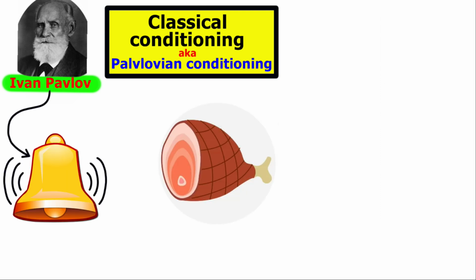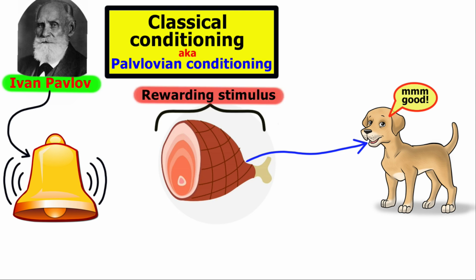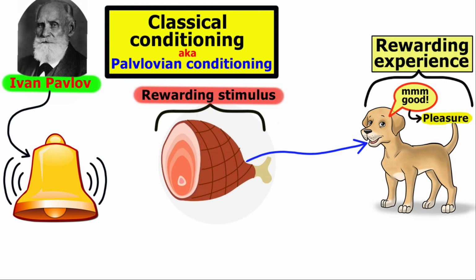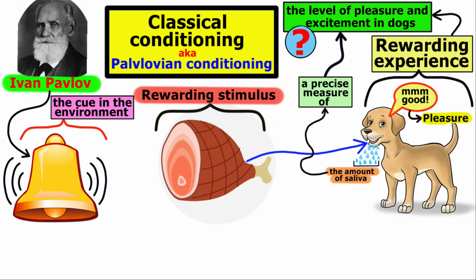Pavlov rang a bell, then fed the dog. In this case, the food is the rewarding stimulus, the pleasure and excitement from the food is the rewarding experience, and the noise of the bell is the cue in the environment. Now, it's pretty hard to grade the level of pleasure and excitement in dogs. On the other hand, the amount of saliva produced by the dog in response to food is kind of a measure of pleasure and excitement from food.